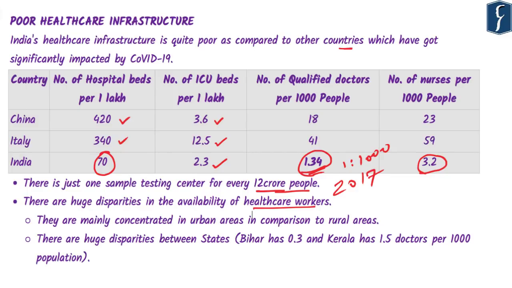They are mainly concentrated in urban areas, and there are interstate disparities. For example, Bihar has just 0.3 doctors per thousand population, compared to 1.5 in Kerala and almost 4 in Tamil Nadu. So it's all pictorially represented here that India's healthcare infrastructure is not in good shape.